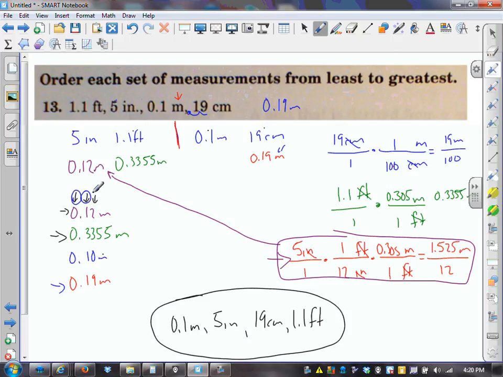And then I go to the next greatest place value, because these are all 1s, it doesn't really help. I go here, and I see that this one, I don't need to worry about it, but 0.19 meters, which was my 19 centimeters, is second largest. And then my 0.2 meters, which was my 5 inches, that's third largest. And then smallest is my 0.1 meters.